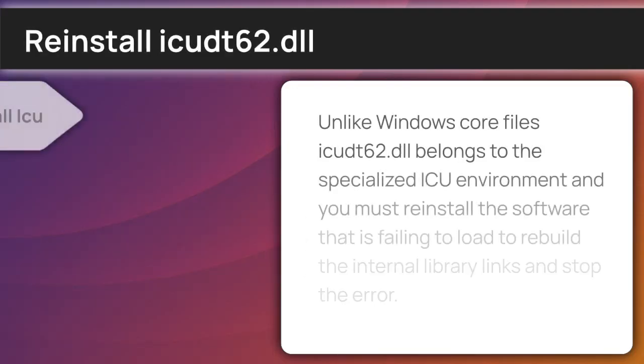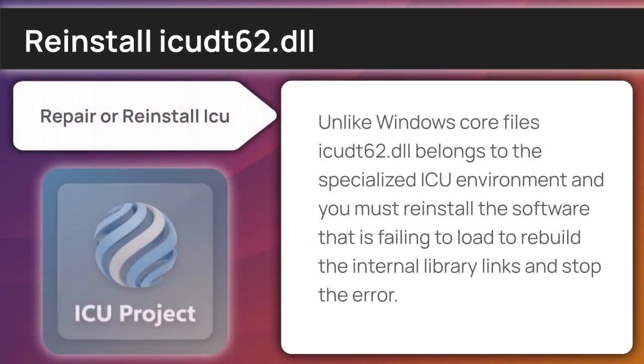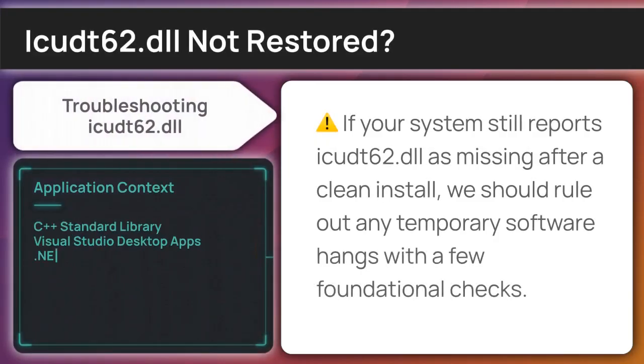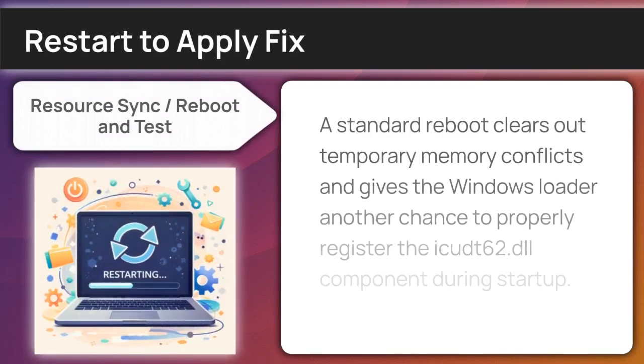Unlike Windows core files, icudt62.dll belongs to the specialized ICU environment, and you must reinstall the software that is failing to load to rebuild the internal library links and stop the error. If the redistributable repair didn't resolve the pop-up, the next logical step is to analyze the local environment for process conflicts. A quick system restart is a practical way to ensure that all shared libraries, including icudt62, are being loaded correctly into the current session's memory.